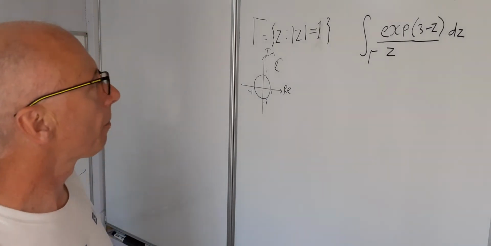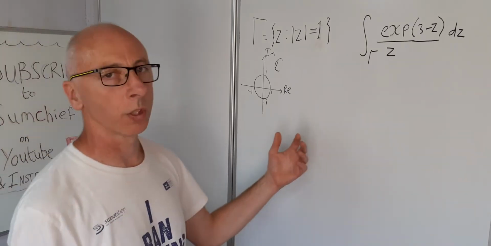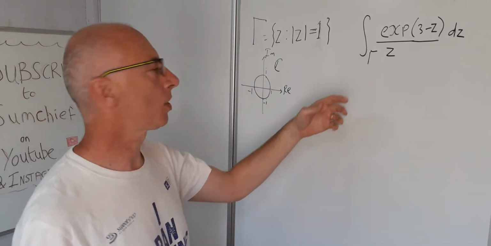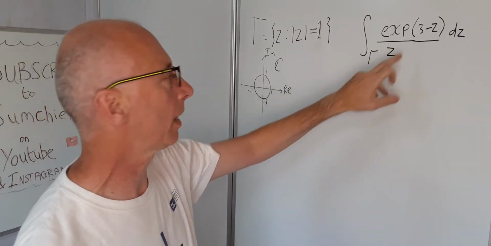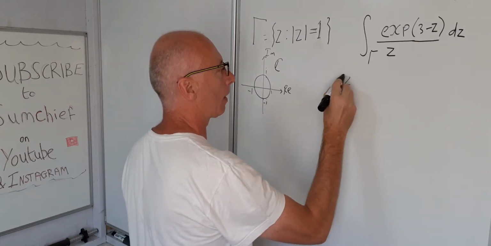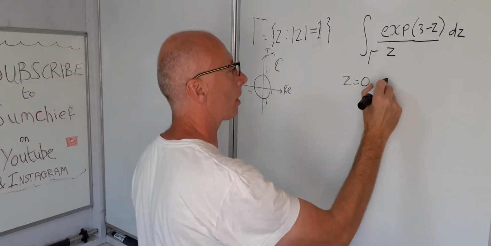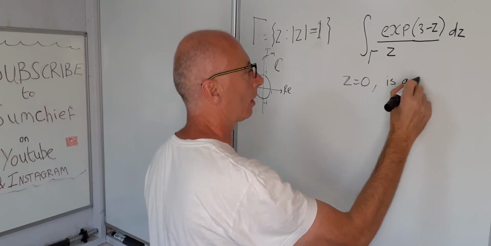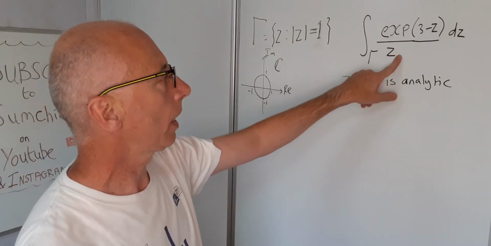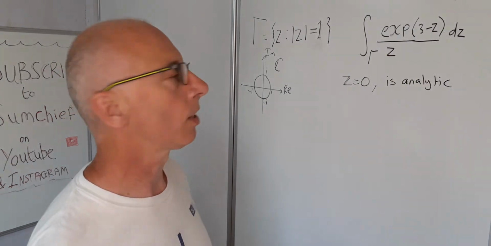Okay, so how are we going to go about integrating this function now? Using Cauchy's integral formula, we're actually not going to need to integrate. What we do is find the singularities, the points where this function is not analytic. At the point z equals 0, this function here is not analytic. So therefore, if we substitute in z equals 0, we can find a solution to this using Cauchy's integral formula.